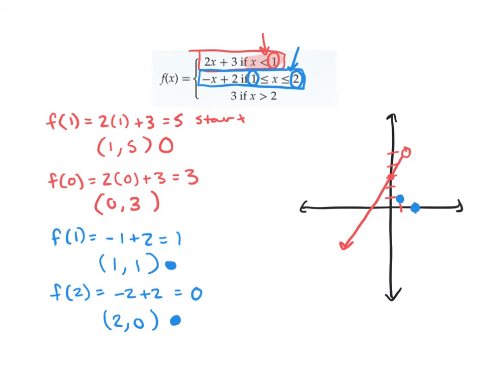Whenever we do the middle part, if there's 3 parts in our piecewise function, we don't put an arrow through the 2 points. All we do is connect the 2 points with a line. So we just connect our 2 points. There's no arrows for the middle part.